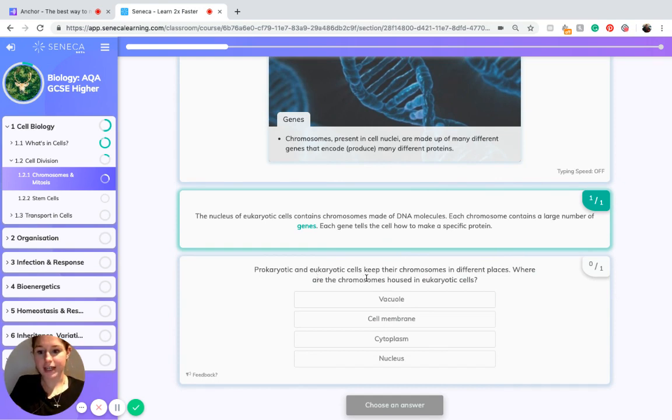Prokaryotic and eukaryotic cells keep their chromosomes in different places. Where are the chromosomes housed in eukaryotic cells? So if we think back about what we've just learned, we know that it's not in a vacuole, it's not in the cell membrane, it's not in the cytoplasm, but it's in the nucleus.